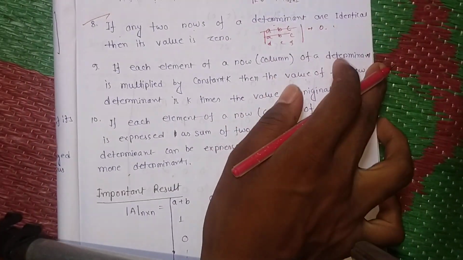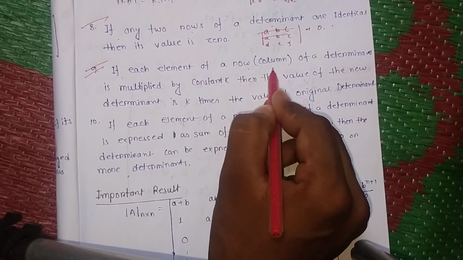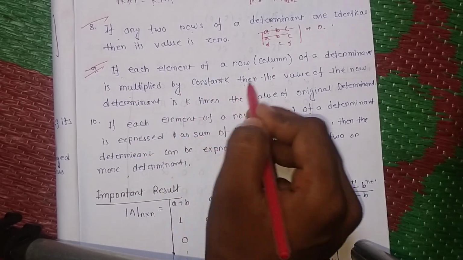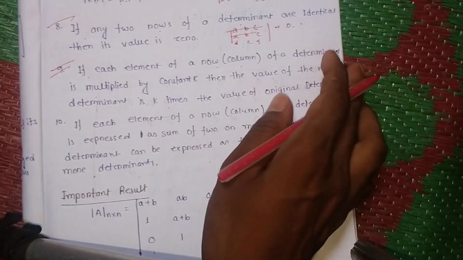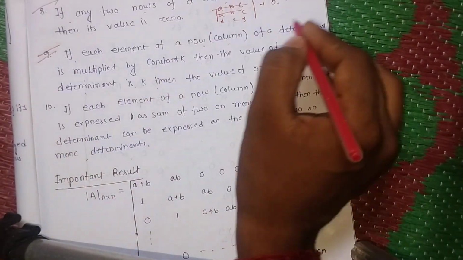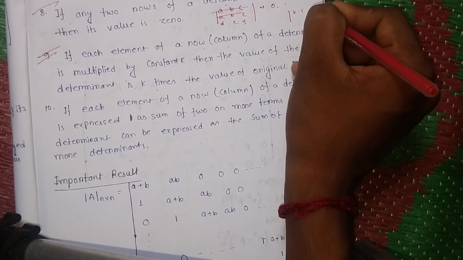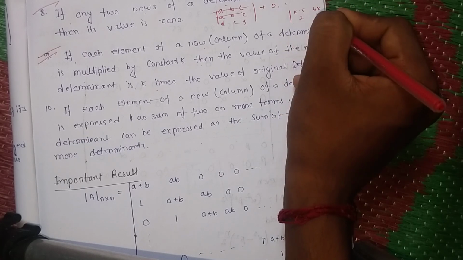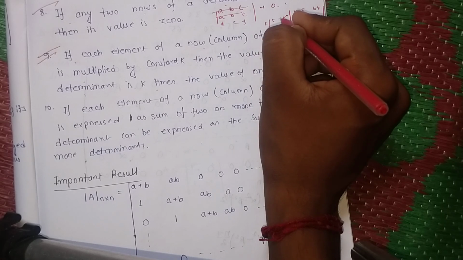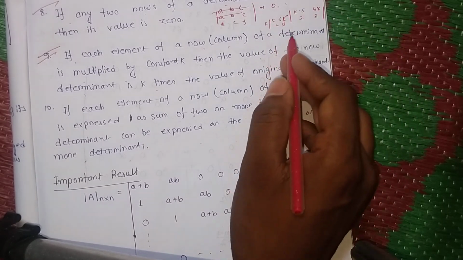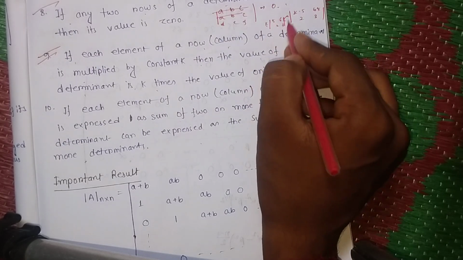Next, if each element of a row or column of a determinant is multiplied by a constant, then the value of the new determinant is K times the value of the original determinant. You can see here, if the first row is K times 5 and K times 6, with second row 2, 3, then you can write this as K times the determinant 5, 6; 2, 3. That is, we take K common from the first row, and K is multiplied by the determinant.